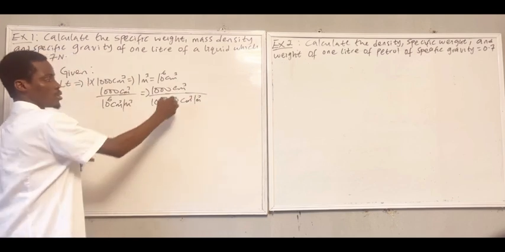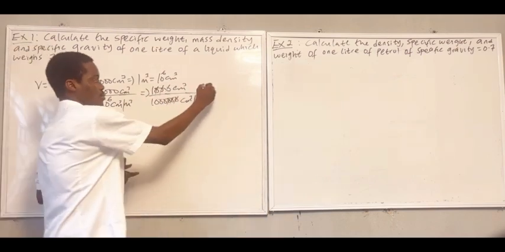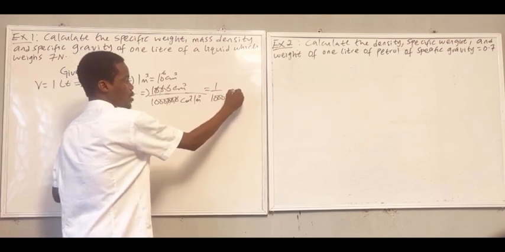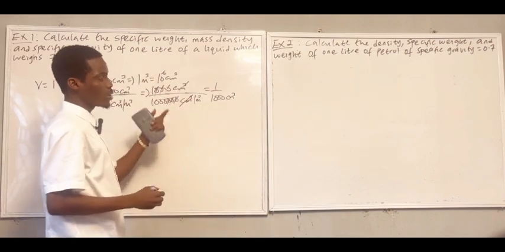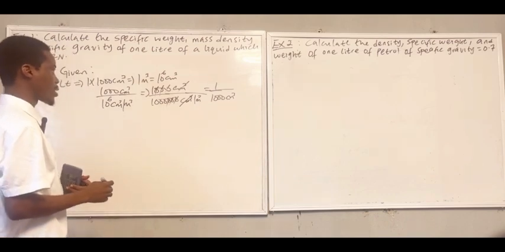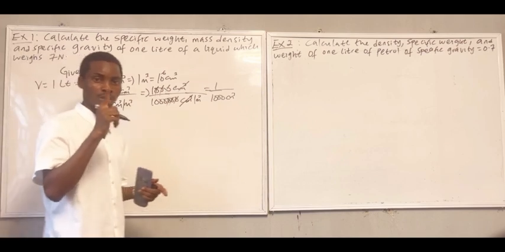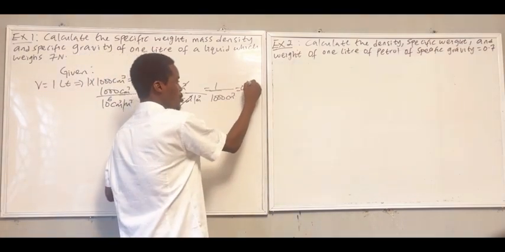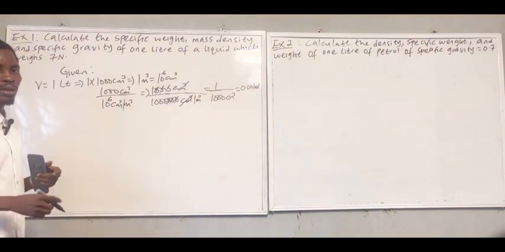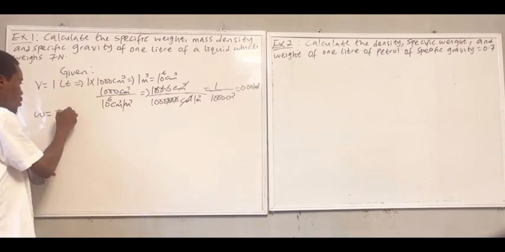Centimeter cube is going to cancel centimeter cube. I'll be left with 1 over 1000 meter cube. So 1 all over 1000 meter cube, I'm going to have 0.001 meter cube. So my 1 liter of volume will give me 0.001 meter cube. Which weighs 780. My weight is W, 780.